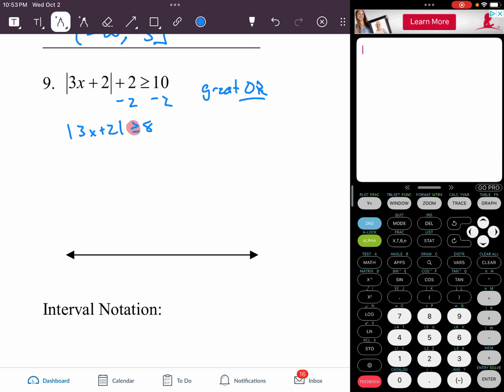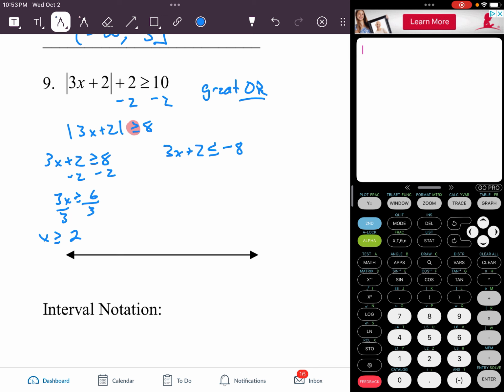What we can also do is now split our absolute value inequality into two separate inequalities. So we have 3x plus 2 is greater than or equal to 8. 3x plus 2 is less than or equal to negative 8. Notice when we made the 8 a negative, we also switched around the inequality sign. We flipped it around. Okay, so now we solve both. So we subtract 2 from both sides. So 3x is greater than or equal to 6. Divided by 3, x is greater than or equal to 2.